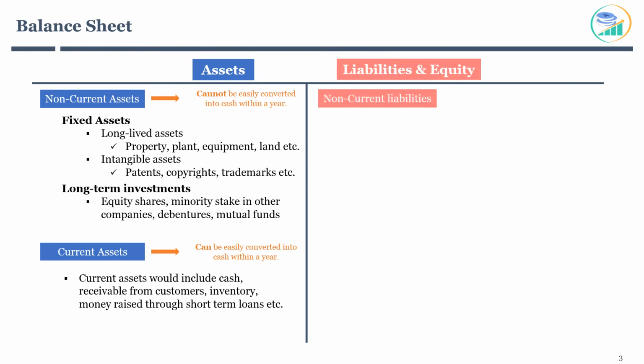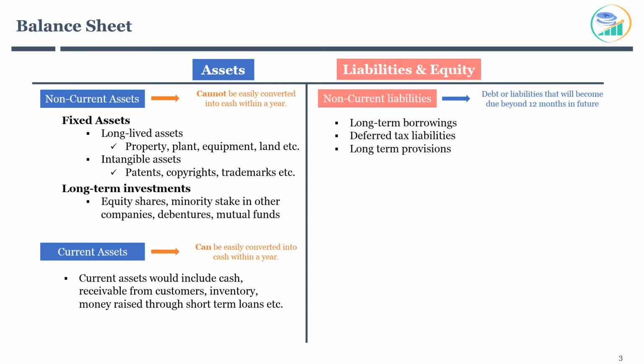Starting with non-current liabilities. It represents the company's long-term debt listed on the balance sheet. The debt listed under non-current liabilities is not due immediately. However, it represents the debt or liabilities that will become due beyond 12 months in future. Typically, it includes companies' long-term borrowings, deferred tax liabilities, and long-term provisions.